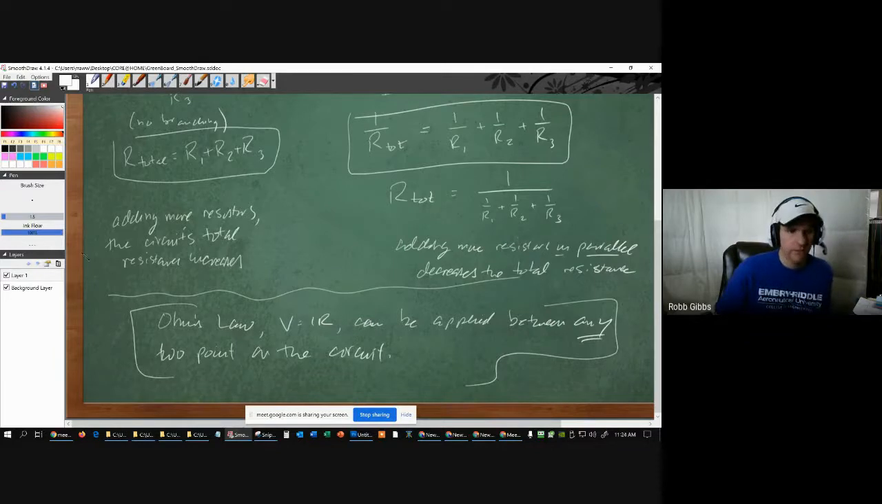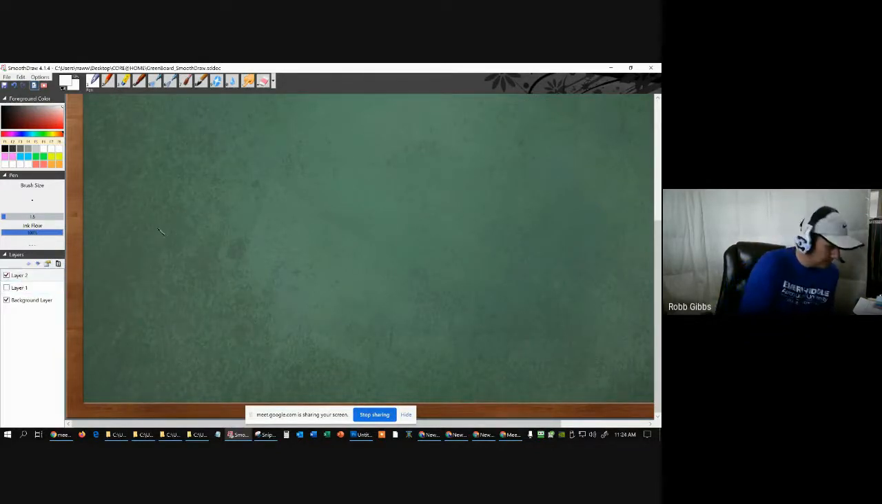So let's look at what a short circuit is. Let's draw a diagram. So we have our power source here.